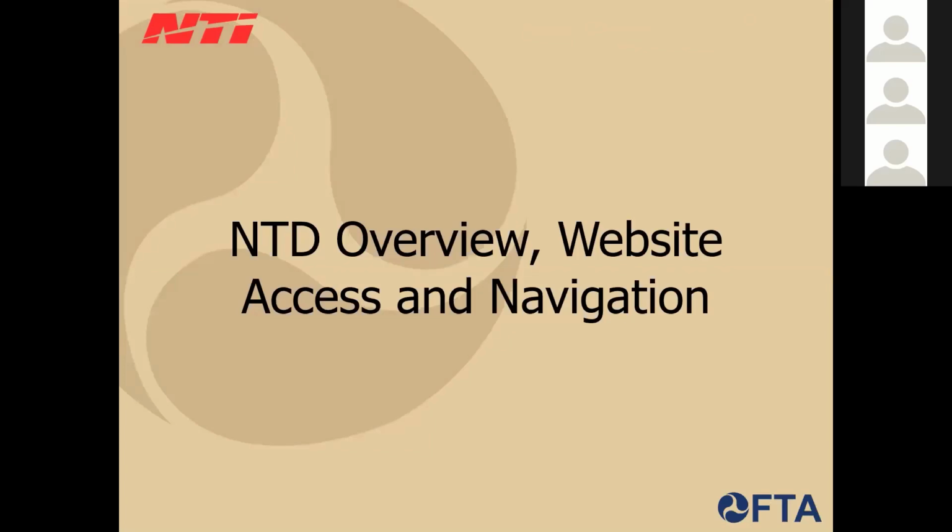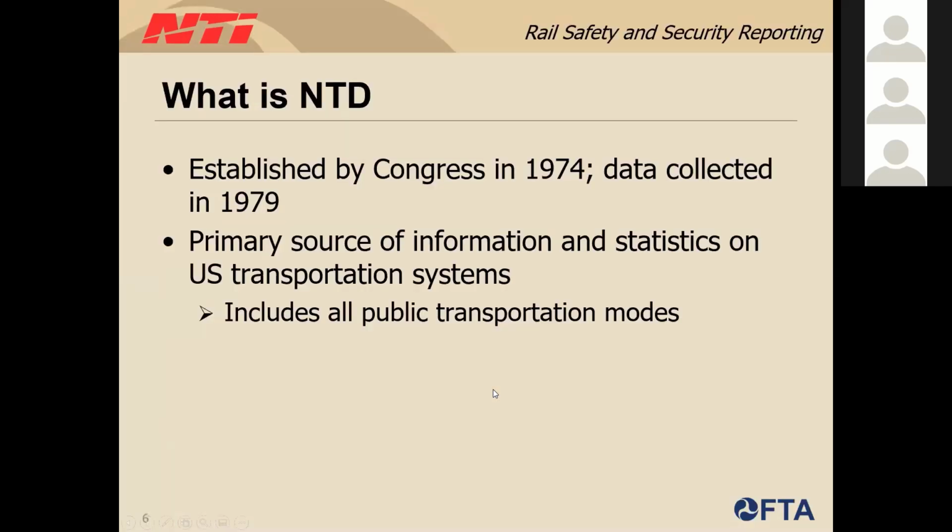First we'll have a brief overview of the NTD program, and then we'll discuss the website and go through navigation. In 1974, Congress established the National Transit Database program as the means to collect information and statistics on transit systems in the United States. The first data was collected in 1979 via paper reports. Since then, the NTD has evolved into the nation's primary source for information and statistics on transit systems.